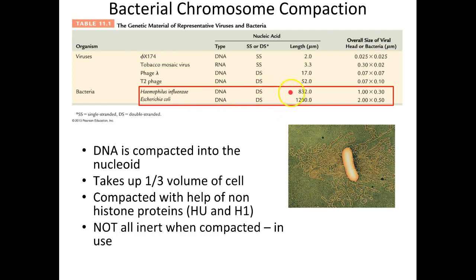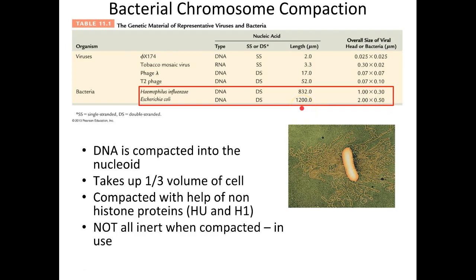And if you were to take the DNA and pull it apart, these units are in micrometers, but 1,200 micrometers is exactly 1.2 millimeters long. And the size of an E. coli is about 2 by 0.5 micrometers, the head of it, okay? So this is a really, really tiny area, right? It's a tiny, tiny area in which to stuff all of this DNA.